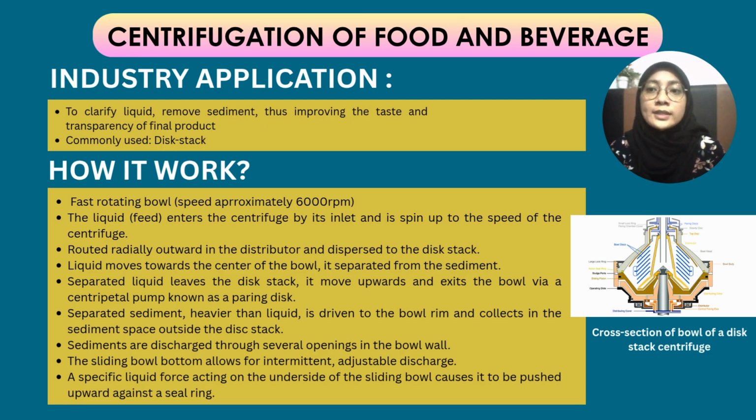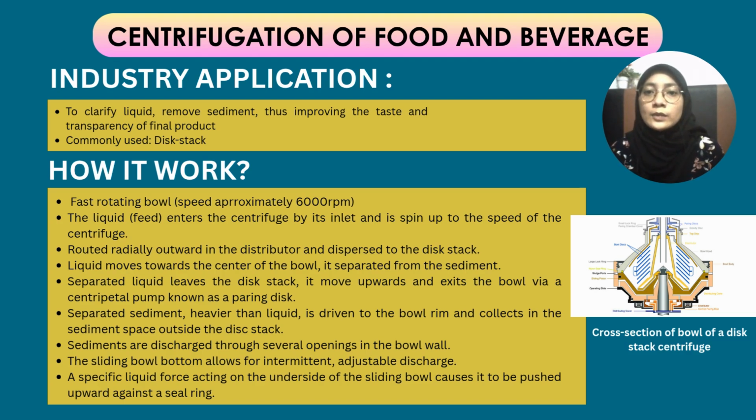The commonly used centrifuge is the G-stack, where the process is based on a fast-rotating bowl with a speed of approximately 6,000 rpm, in which the separation will occur. The liquid feed will enter the centrifuge through the inlet and speed up to the speed of the centrifuge, and then the feed is rotated radially outward in the distributor and dispersed to the G-stack. As liquid moves toward the center of the bowl, it will separate from the sediment.